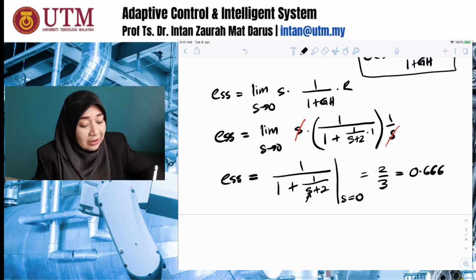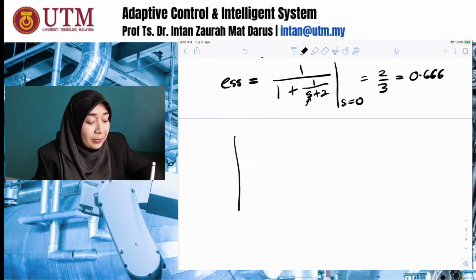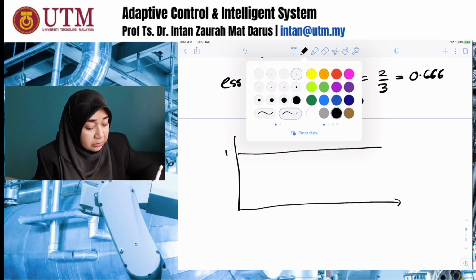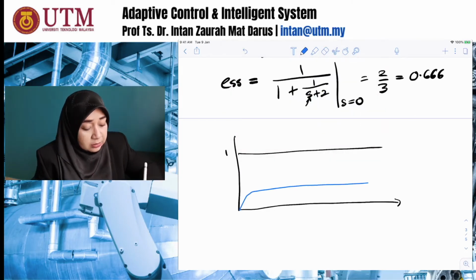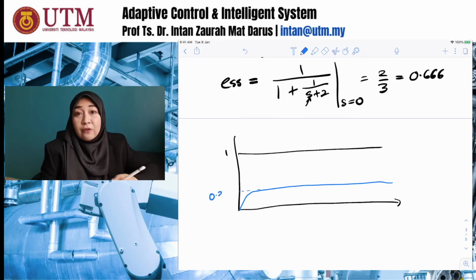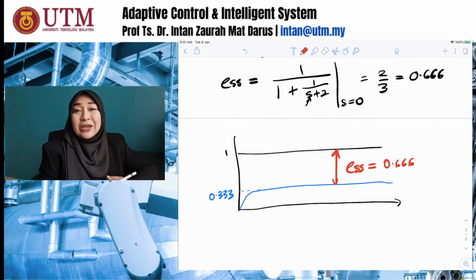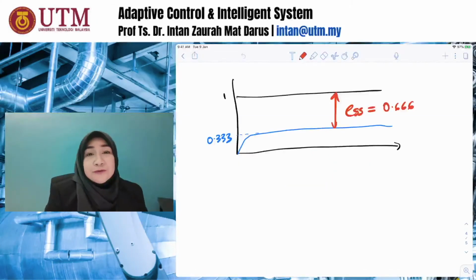Instead of having 0.5 when it was an open loop just now, the error is even worse. Your response will be only 0.333 or 1 over 3, because your error is getting larger. Your error at steady state is now 0.666 instead of 0.5 when it was open loop system just now. From this exercise, you can see that closing the loop doesn't necessarily improve the steady state error. In order to improve the steady state error, we can introduce a controller to the closed loop system.